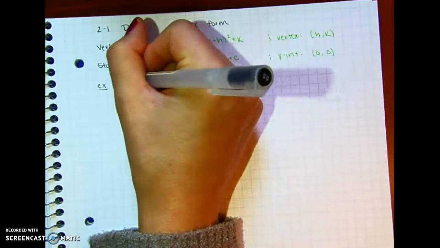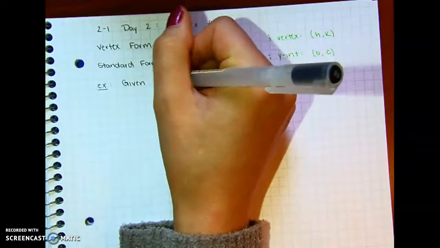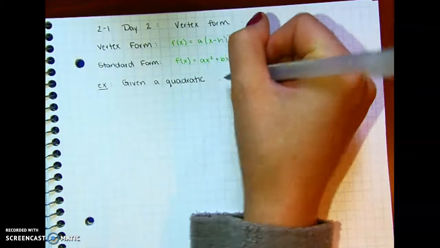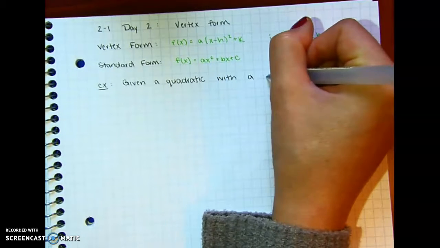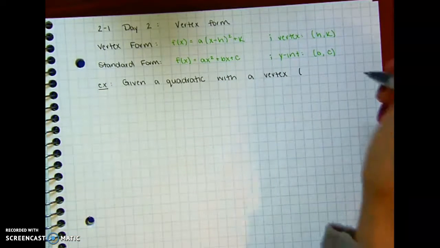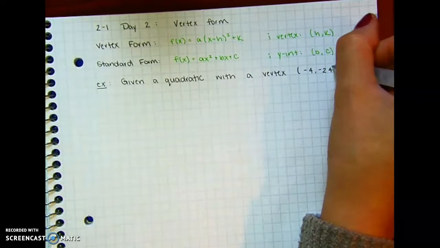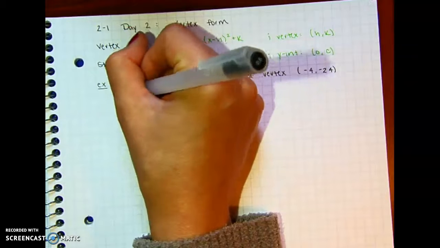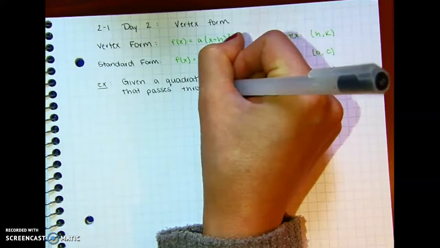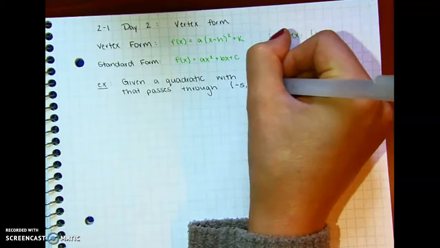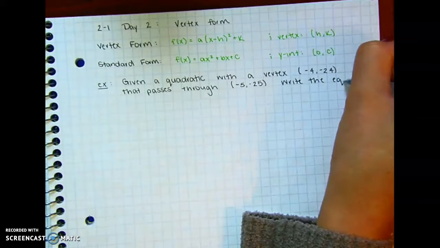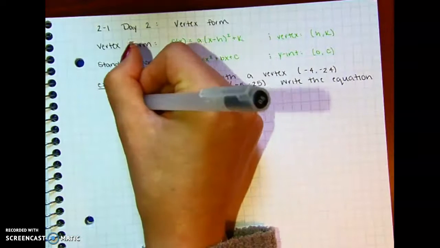Given a parabola or a quadratic with a vertex, let's do (-4, -24), that passes through (-5, -25). Write the equation in standard form.